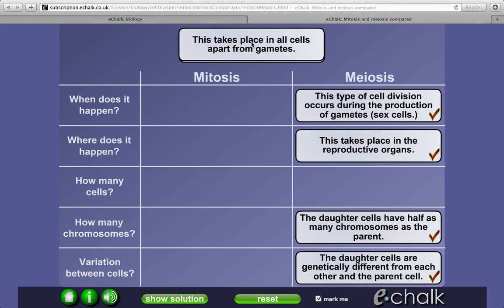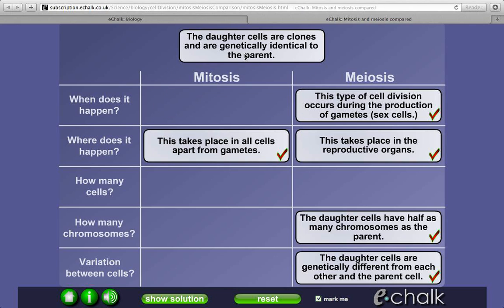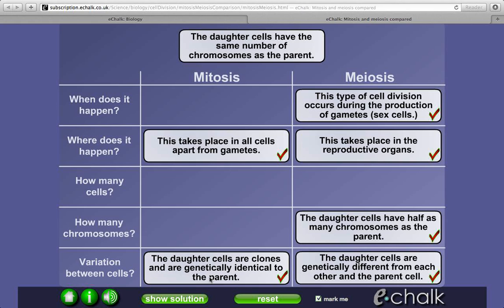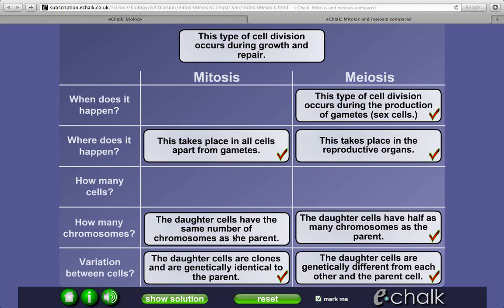And so where does it happen? In all cells. The daughter cells are clones and are genetically identical to the parent. Well, that's got to be variation, and we now know that's mitosis. The daughter cells have the same number of chromosomes. Once again, genetically identical is going to be the same number of chromosomes, and we can cross-reference to the fact that the daughter cells of meiosis have half the number. The same number of chromosomes, which is the full complement, is called diploid. Half is haploid. So diploid, haploid.